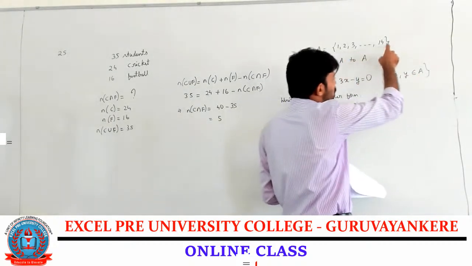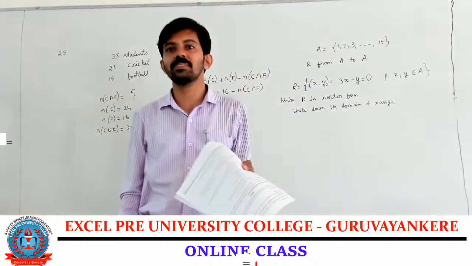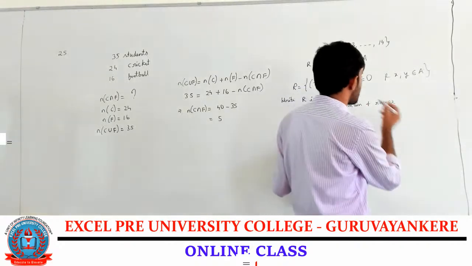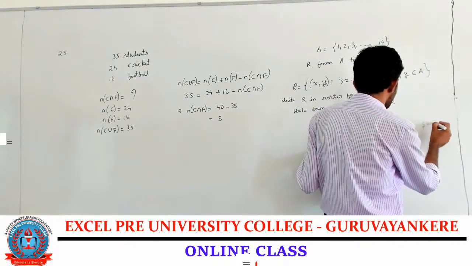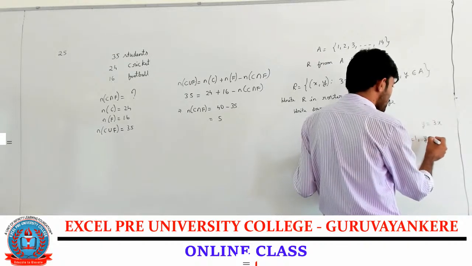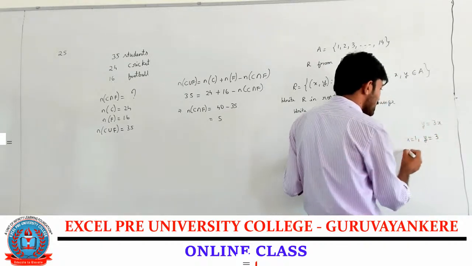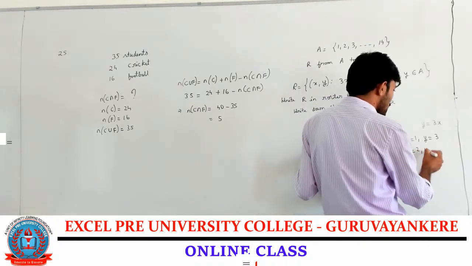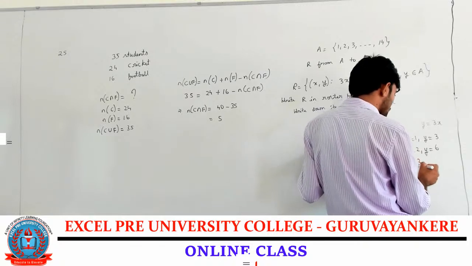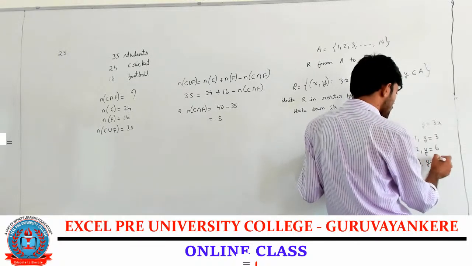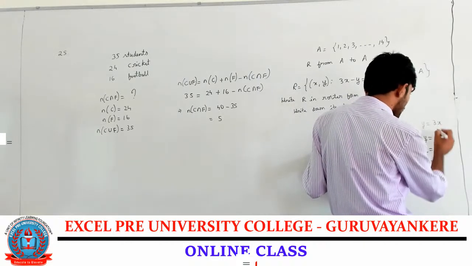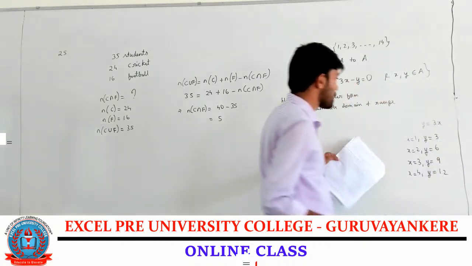A has elements from 1 to 14. 14 elements are there in the set A. 3x minus y equal to 0, so what do we get? y is equal to 3x. When x is equal to 1, y is 3 into 1 is 3. When x is 2, y is 3 into 2 is 6. When x is 3, y is 3 into 3 is 9. When x is 4, y is 3 into 4 is 12.